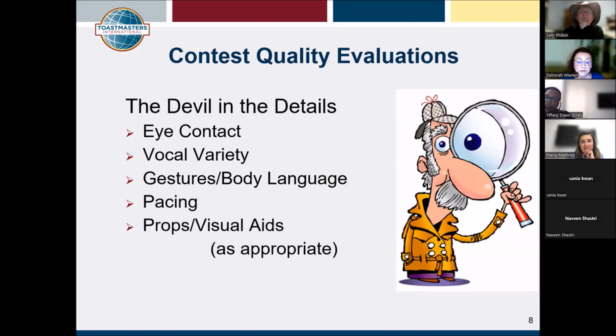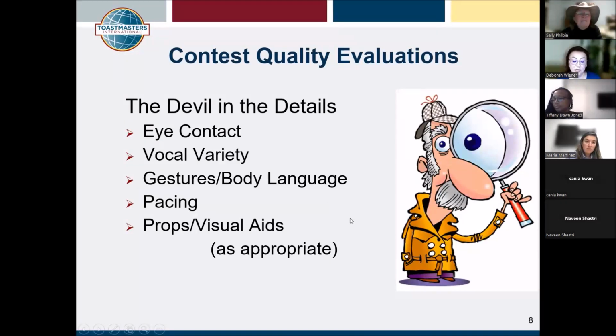Then we're going to move on to the devil in the details, where we're going to notice the eye contact, the tone of the voice, the vocal variety, and the gestures or body language, the pacing, and did they use some props or visual aids as appropriate, depending if they're in person or on Zoom. And I'll talk about these devil in the details points. These details make up a major aspect to your helpful evaluation.